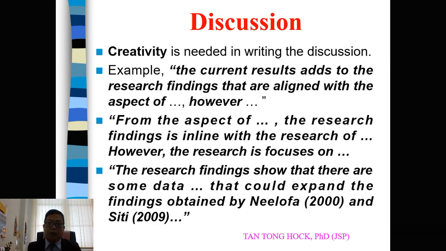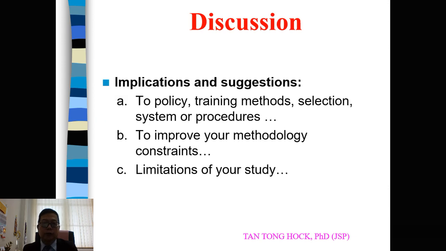Creativity is needed in writing your discussion. For example, the current result adds to the research findings that are aligned with the aspect of. However, from the aspect of, the research finding is in line with the research of. However, the research is focused on, and the research findings show that there are some data that could expand the findings obtained by others and so on. So this is the type of way we are going to discuss according to the previous research you have found in your literature review.